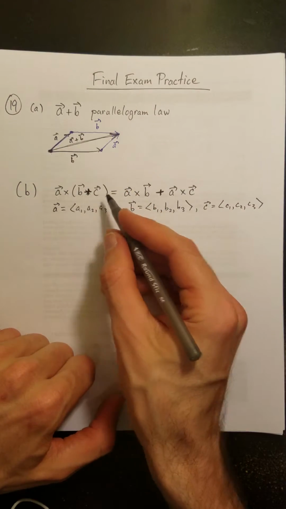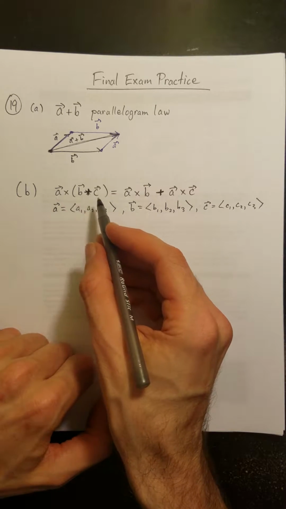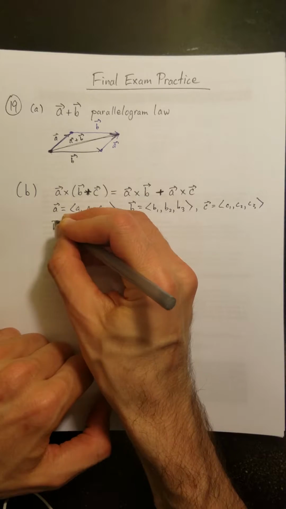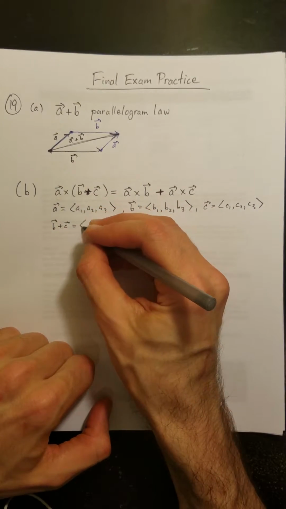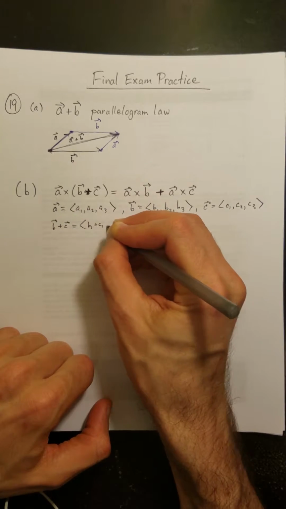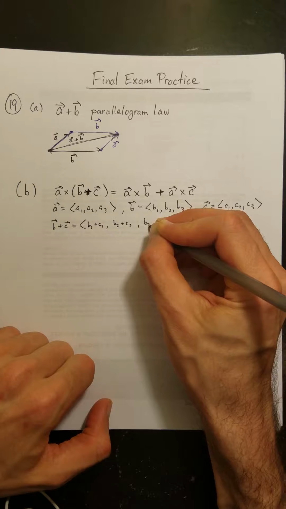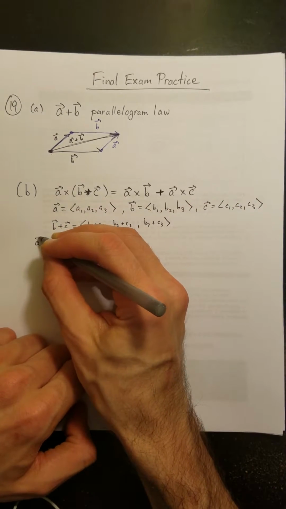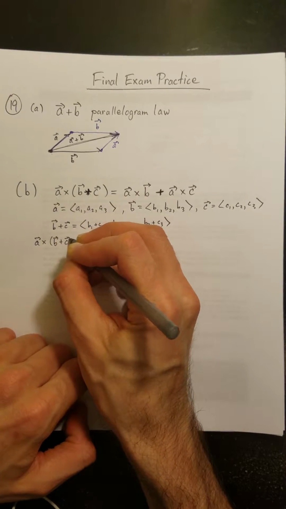So either way, looking at the left-hand side of the equation, I need to find the sum of b plus c, and then take the cross product with a. So let's first write the sum of b plus c components. So it'll be b1 plus c1, b2 plus c2, b3 plus c3. Now I want to do the cross product a cross b plus c.